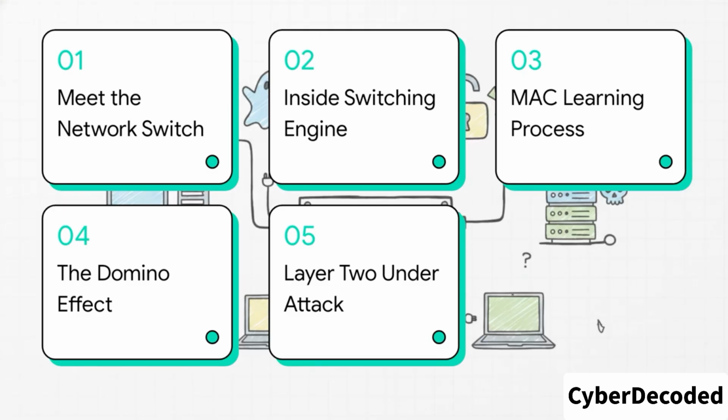Here's our roadmap for today's deep dive. 1. Meet the network switch. 2. Inside the switching engine. 3. The MAC learning process. 4. The domino effect. And finally, 5. Layer 2 under attack. Let's get right into it.